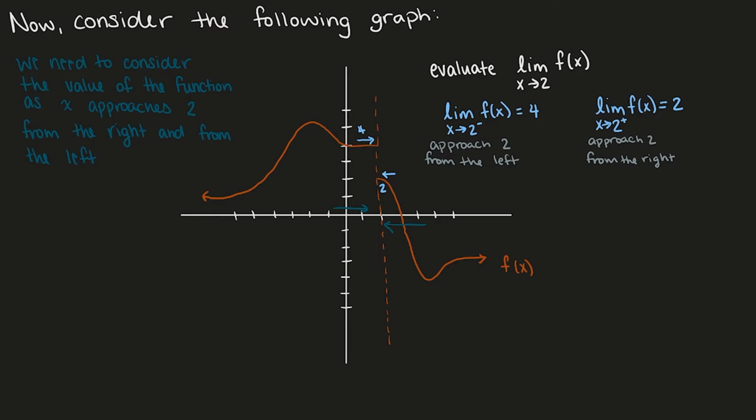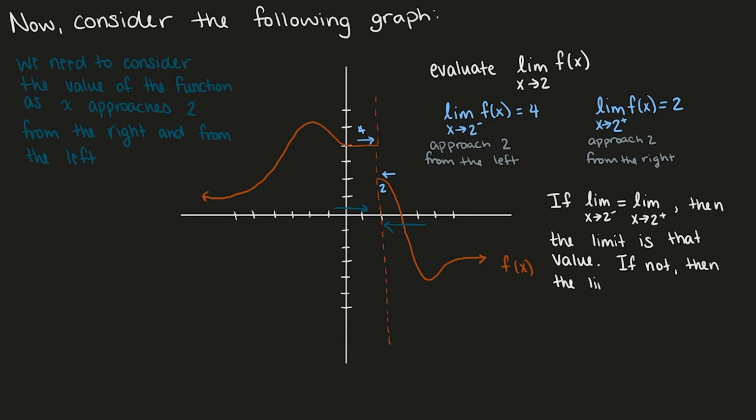So the limit of the function as a whole does not exist because the limit as x approaches 2 from the left is not equal to the limit as x approaches 2 from the right. Now, if these were both equal to 2 or to 4, then the limit of f of x would be 2 or 4, whatever they were both equal to. But since they're not equal, this limit does not exist.